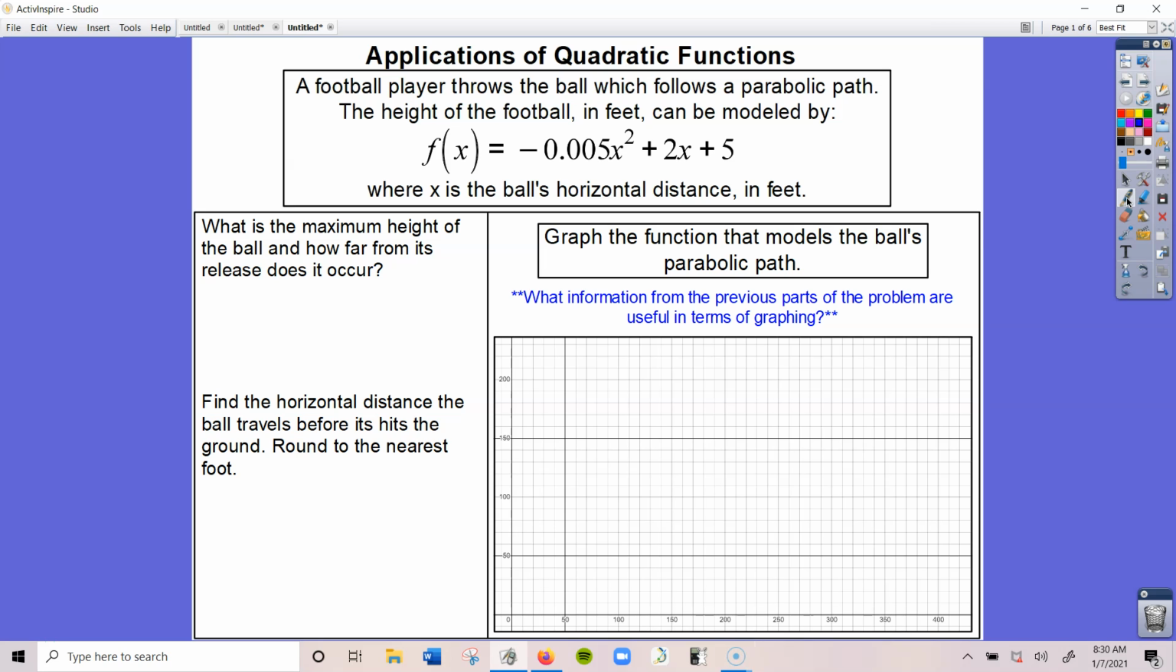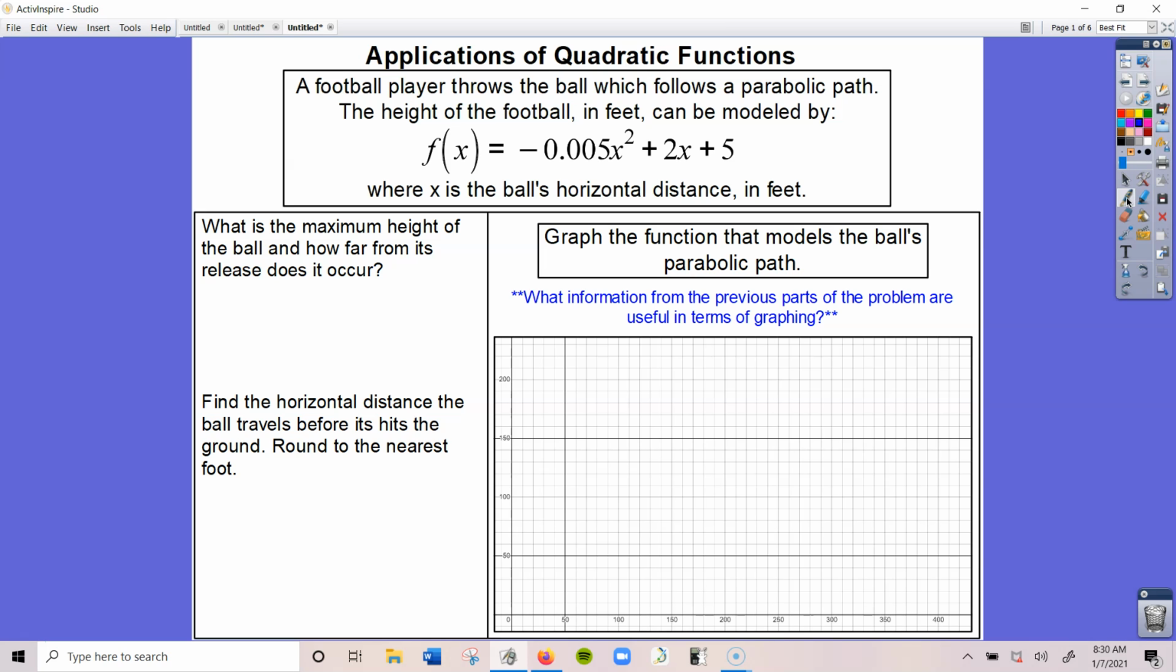Hello everyone. Today we're going to look at applications of quadratic functions. So basically we're going to take the quadratics that we've been working with on finding vertex and all of that information and put it into the context of word problems and real world situations.